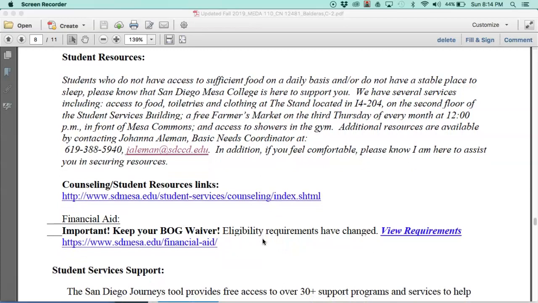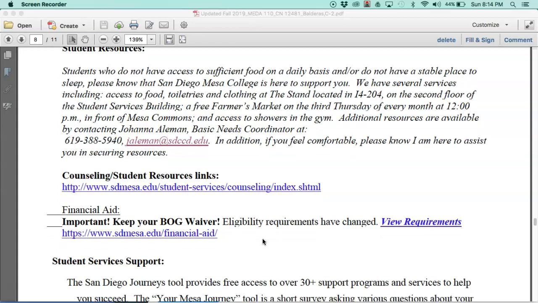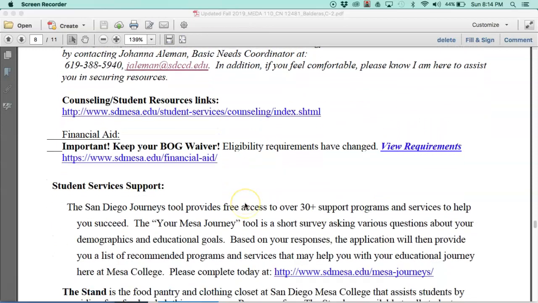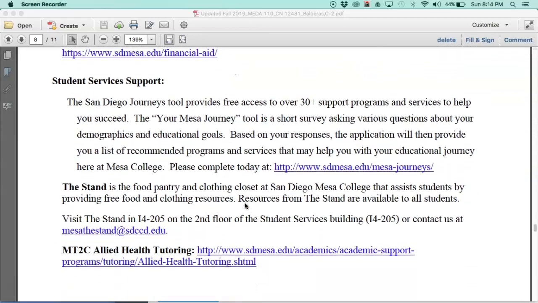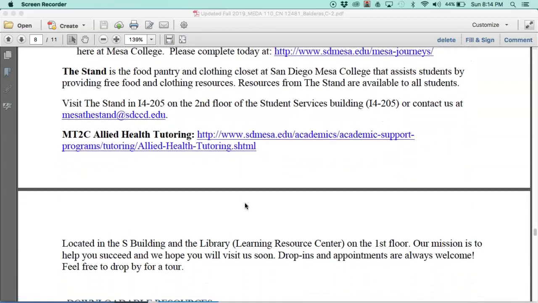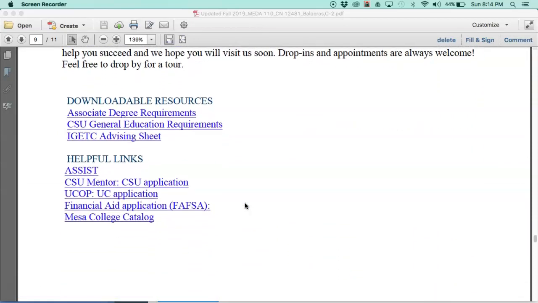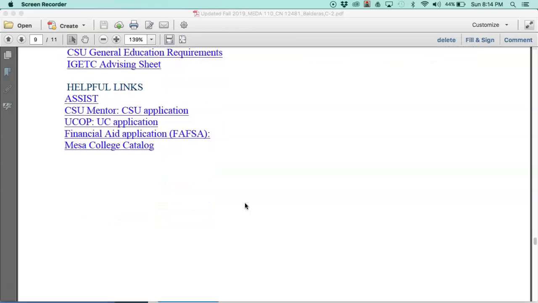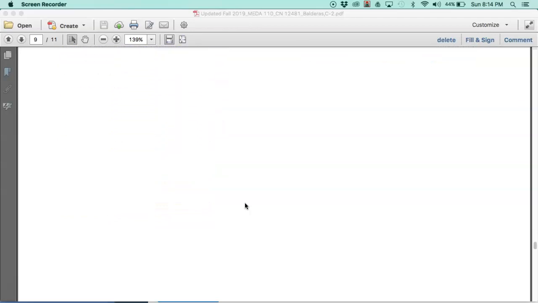Here's a list of helpful student resources we have out here at Mesa. If you need things from the stand, they have food, they have clothing, hygiene type materials like shampoo, deodorant. We have the farmers market every third Thursday, starting at noon. We have counseling, the financial aid office. There's a stand again, tutoring, and then here's some helpful links for you, the library resources as well. Okay, so if you need any of that, please let me know.